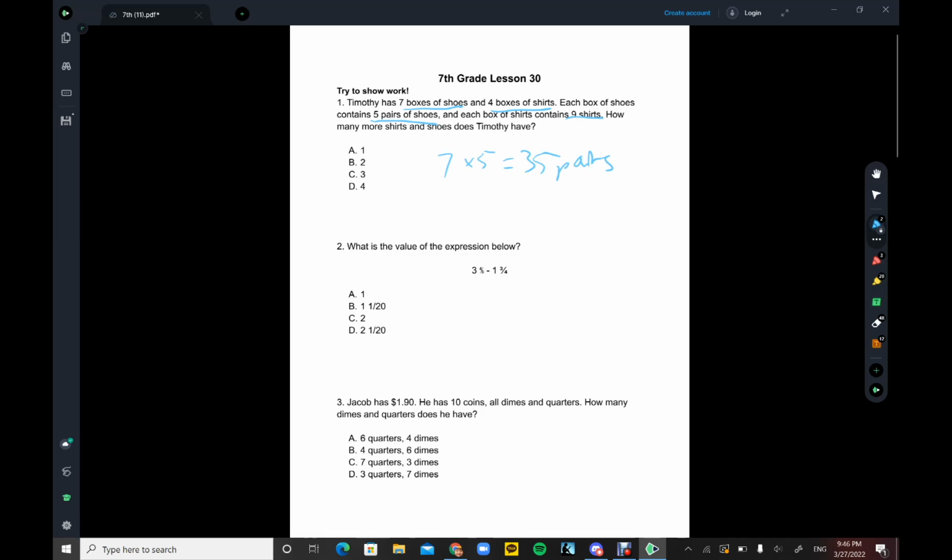It says there are 4 boxes of shirts, and each box of shirts contains 9 shirts. So it's the same thing as before, 4 times 9, which equals 36 shirts. And it's asking how many more shirts do you have than shoes. So it says "and," but it means "than." It was typed wrong. So then you just subtract 35 from 36 and you get 1. The answer would be 1.